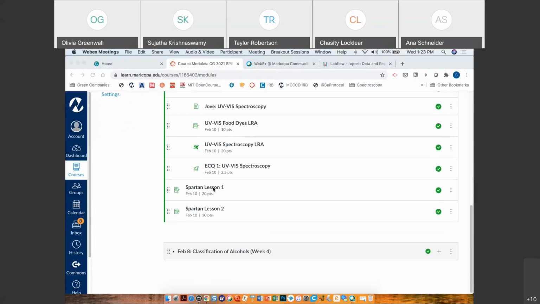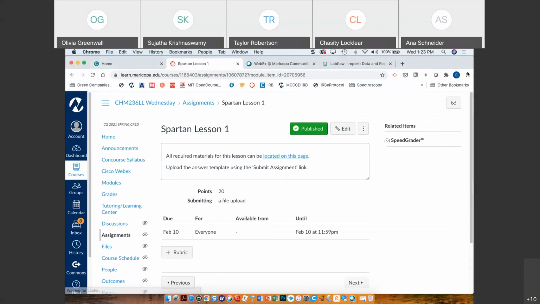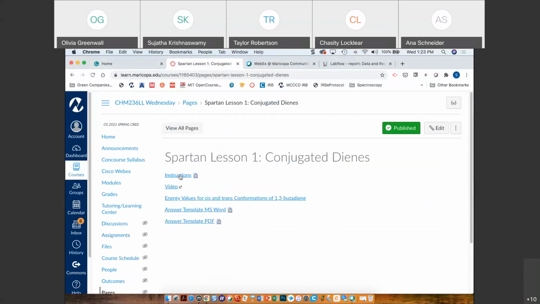Now, when you go to Spartan lesson 1, I did this a little bit differently. You're going to select this and you should see everything. You should see the written instructions. I worked this entire thing out, so you should see the video instructions. You should see the Spartan file. You should see the template and the PDF. So all of this should be pretty clear as you go through this.